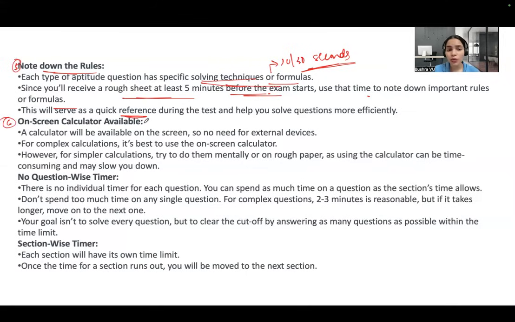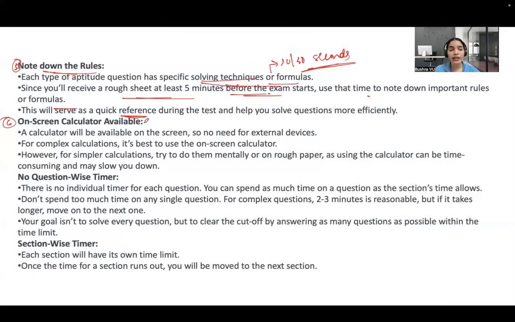You don't have to carry your own calculator. You don't have to sit down and calculate anything on your rough sheets, because there is an on-screen calculator provided to you. If you have very simple calculations, you can do them mentally or on rough paper. But because there's a calculator already given to you, please make use of it so you are saving your time. It is more about how you're managing solving so many questions in a given timeline. So I would really recommend you make use of everything that you have.